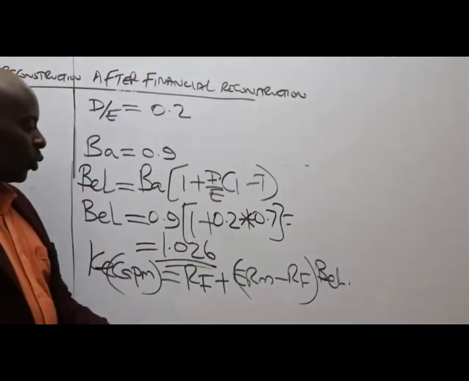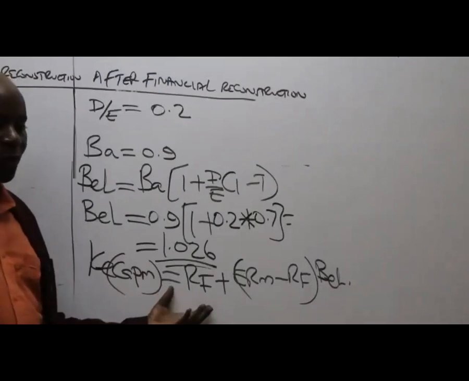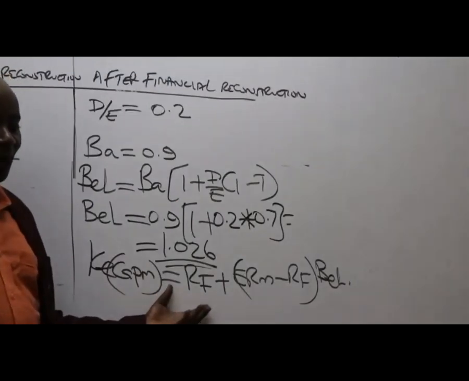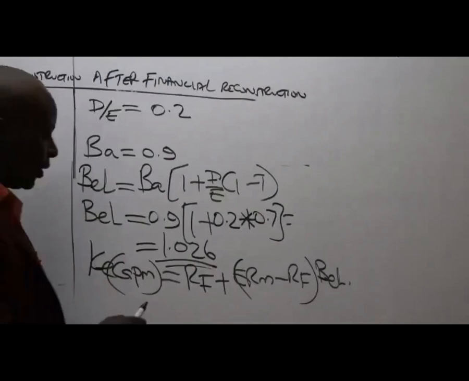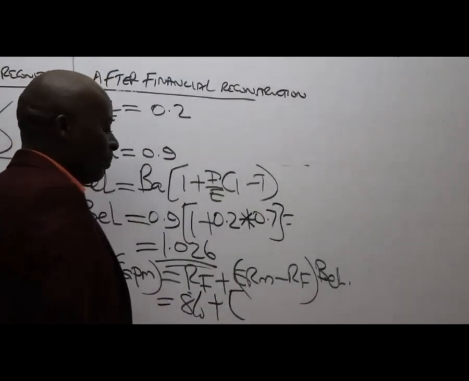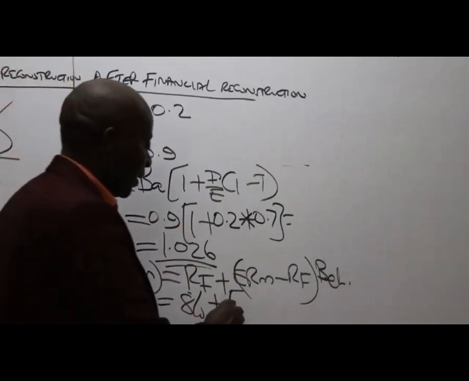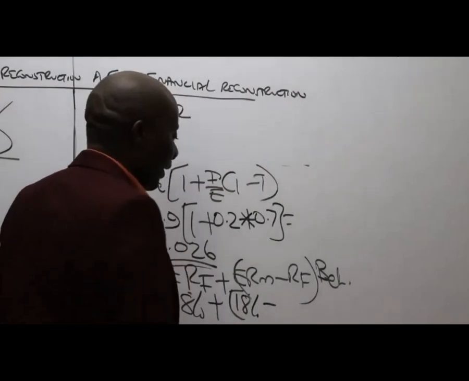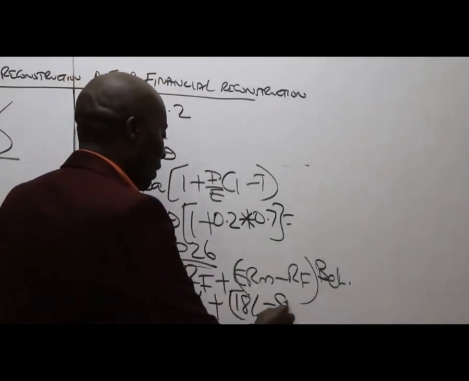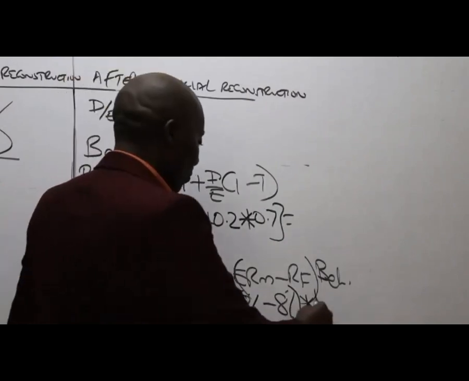Ladies and gentlemen, are you able to see the risk-free rate of return? Bet tells me, yes, Mwalimu, it is 8%. Thank you very much. How about market returns? 18%. Minus risk-free again, which is 8%, multiplied by the beta that you guys got, which is 1.026.